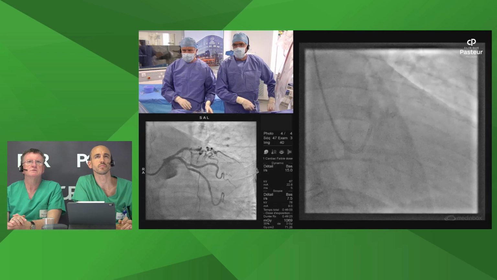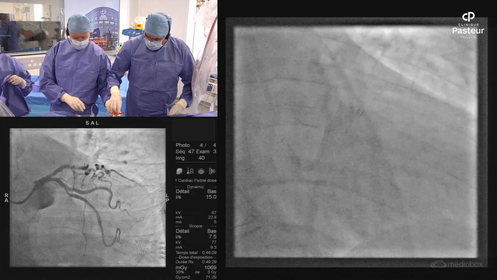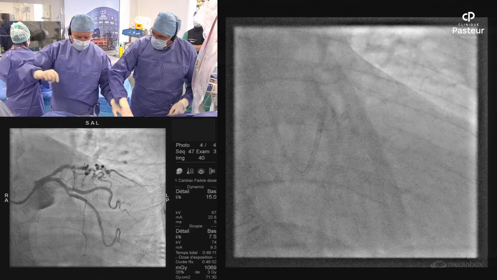Okay, here we are. Flushed. Flush thoroughly, please. So, yes, a question about the Amplatz.